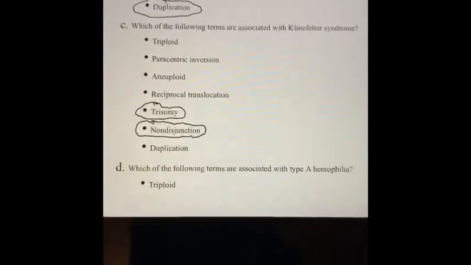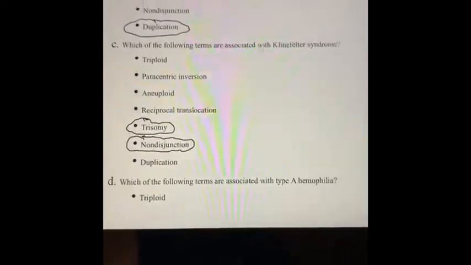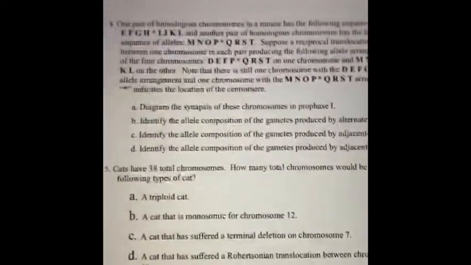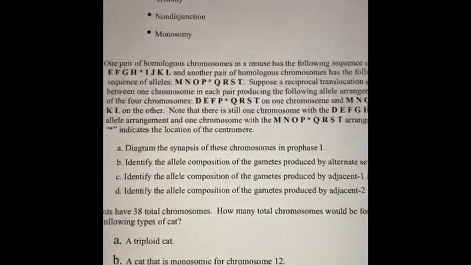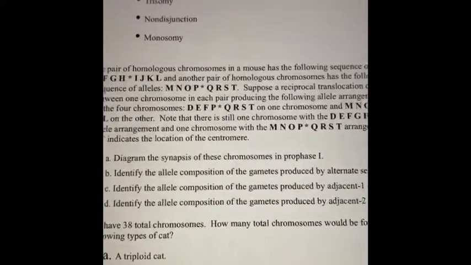So D, which of the following terms are associated with type A hemophilia? It is deletion and duplication. Both of those can cause the irregularity on the X chromosome that causes type A hemophilia.